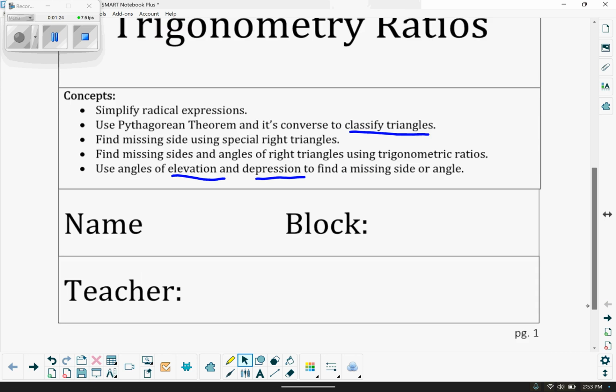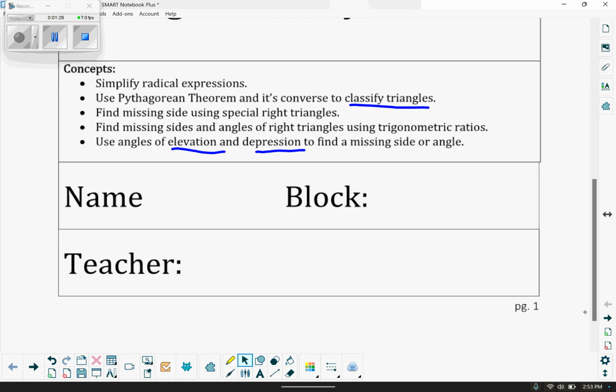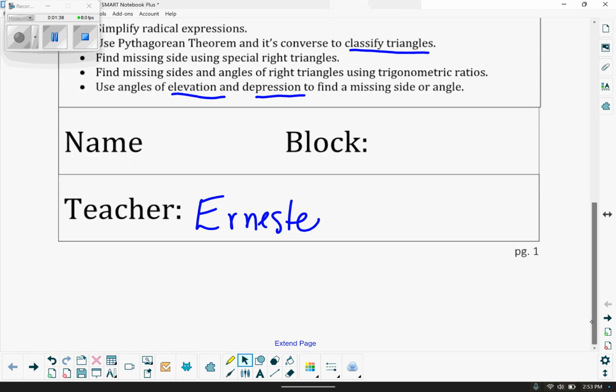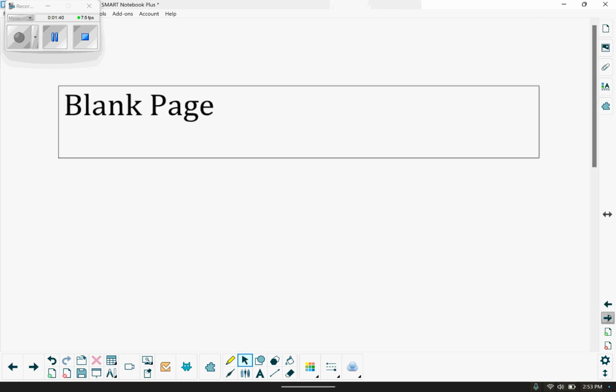So go ahead, put your name, put the block that you're in, my name, in case you don't know how to spell it, E-R-N-E-S-T-E. Depending on which block you're in, you might need to put the block name. And I left a blank page here for some scratch paper, some starters and things.